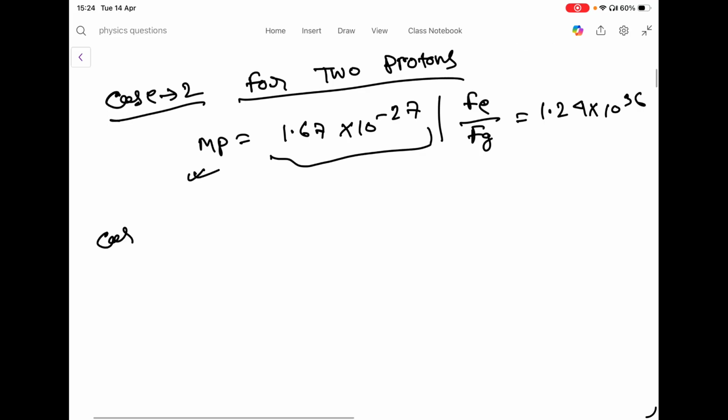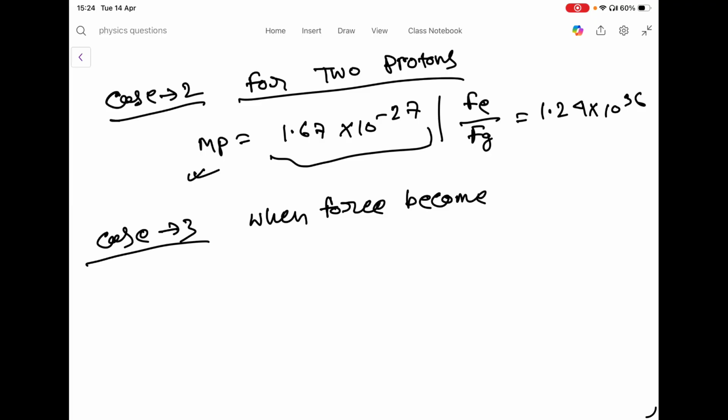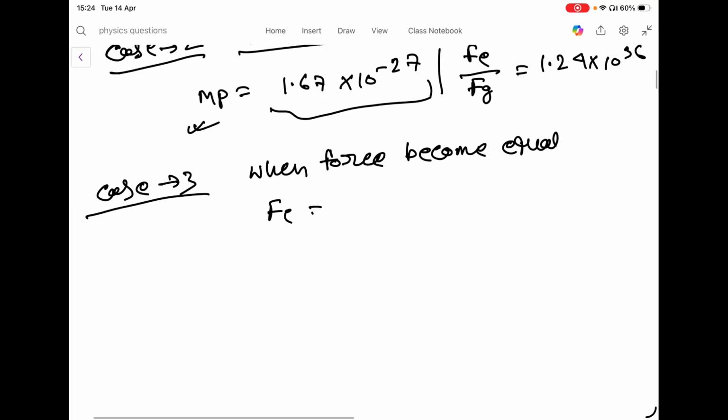And now the last case, case 3, for when the force becomes equal. When the force becomes equal, that means F E equal to F G, right? So what will be this?